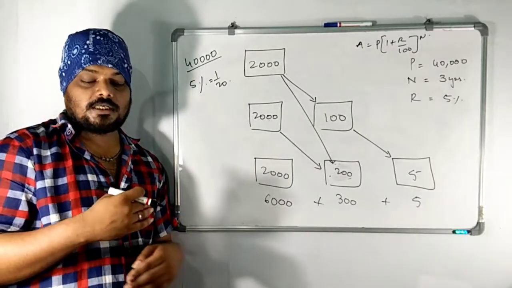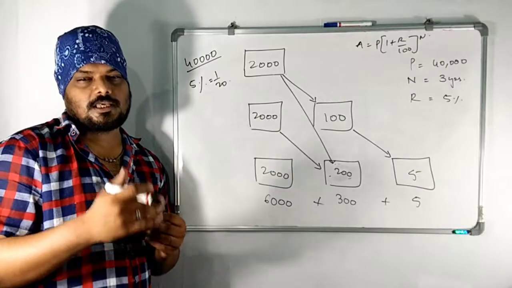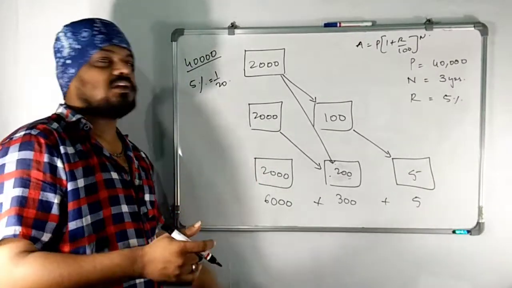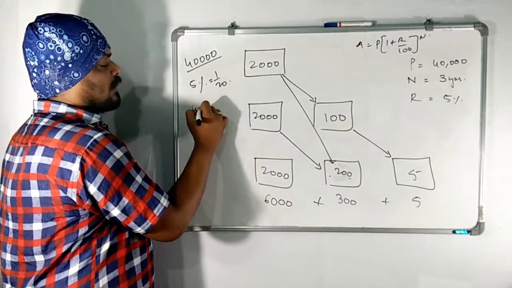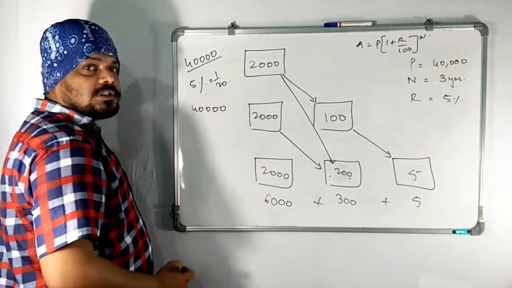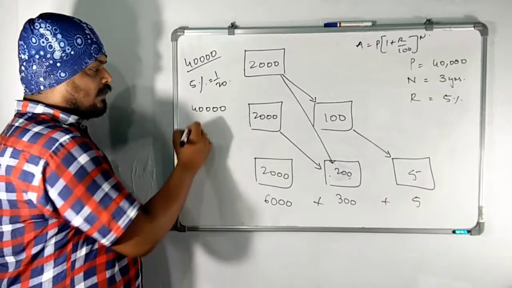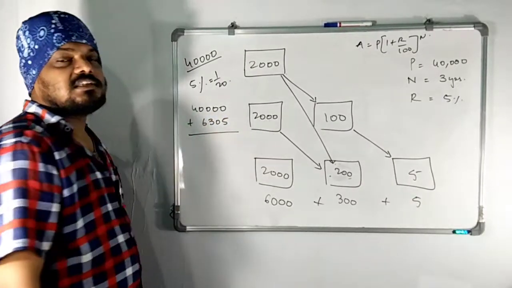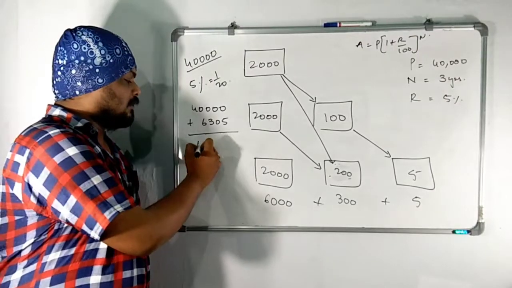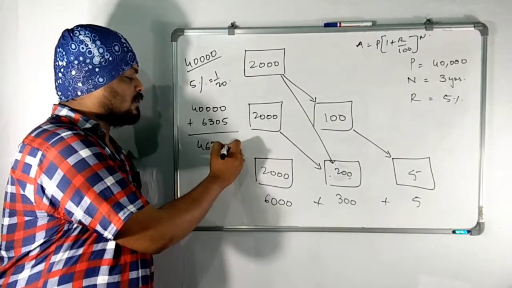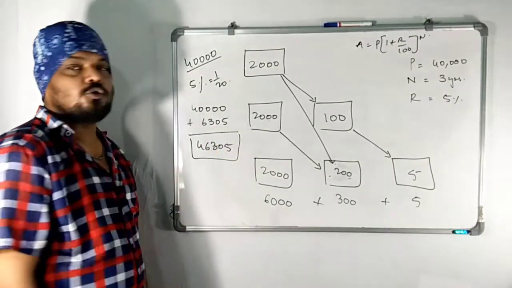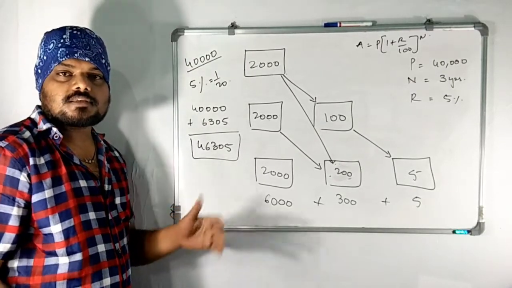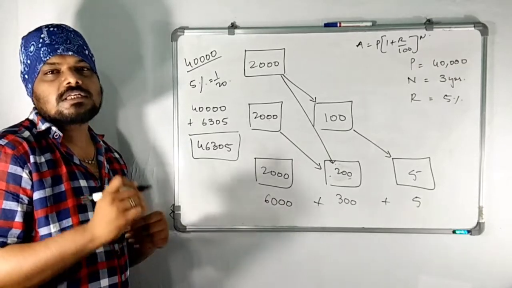So here, according to the condition of the question, what the question says is, what is the expected total number of trees after 3 years? After 3 years, how many will it be? Before 3 years, trees were 40,000, and after 3 years they were increased by 6,305, and the total number of trees after 3 years is 46,305 trees.